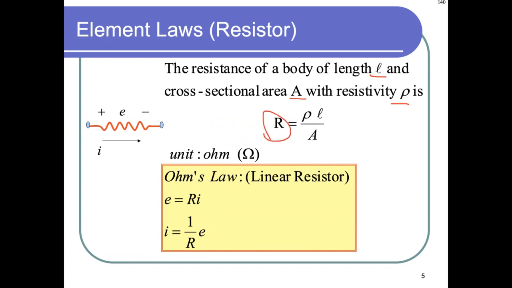So rho here is usually given. This is just to give you the physics-based definition. And we have Ohm's law, E equals R i. E here is the voltage. So we denote the voltage by E in this course. So i is really just E over R.